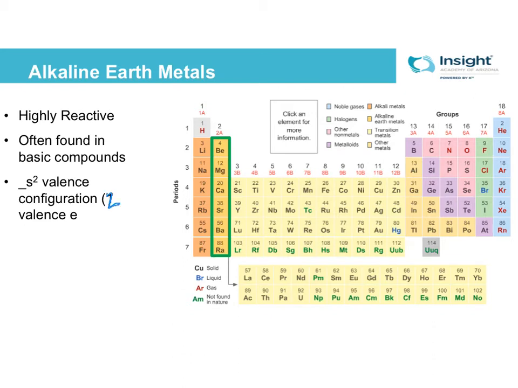Your alkaline earth metals are right next to them. They are also highly reactive, though it is possible to find these pure in nature. They are often found in basic compounds, which is why they are called the alkaline earth metals. Alkaline means base. Their valence electron configuration is the period number they're in, and then S2. So they have a full final S shell, or 2 valence electrons.